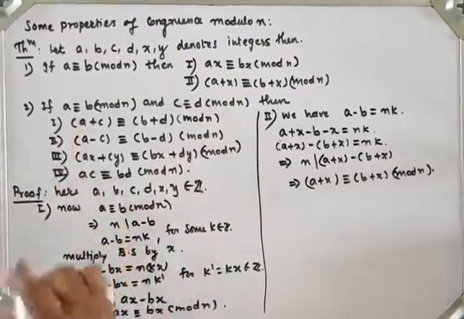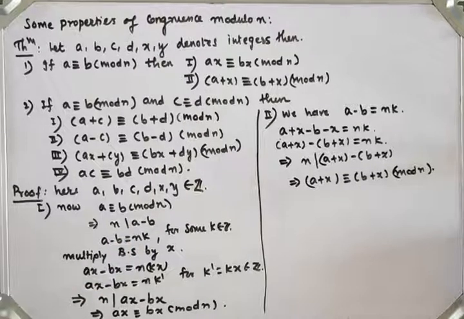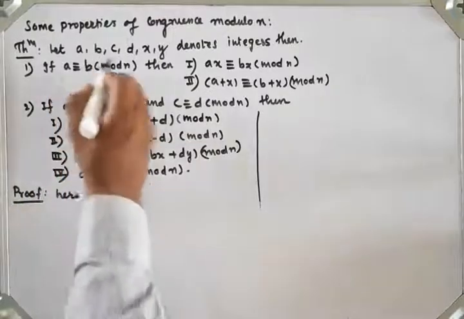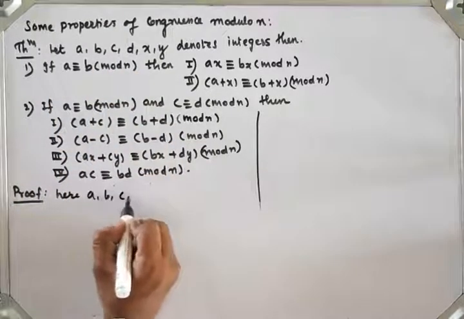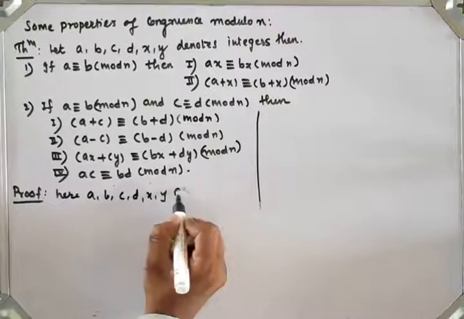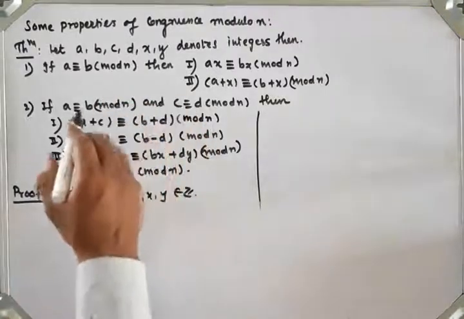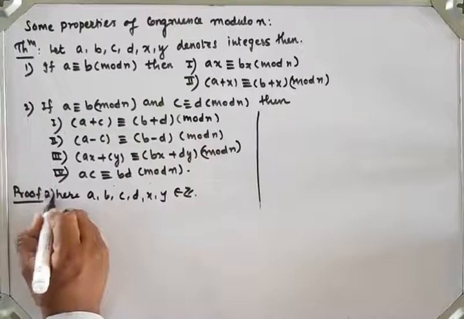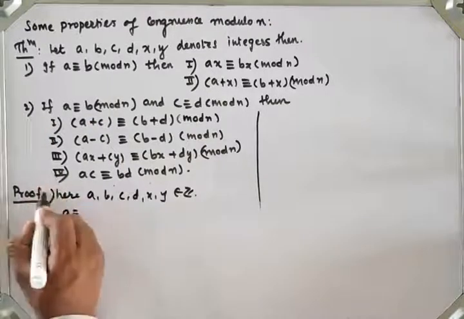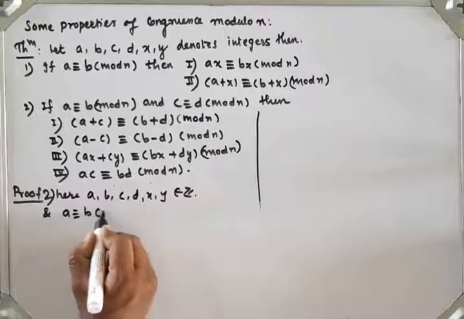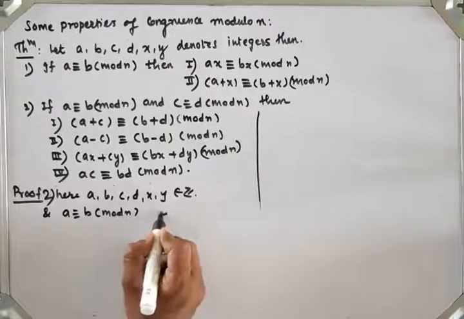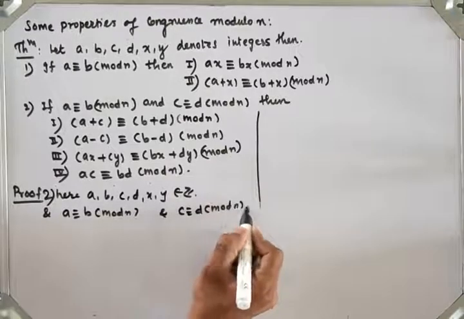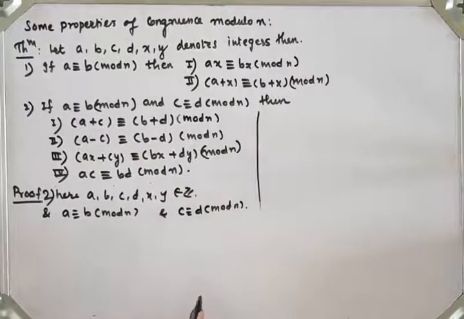Now let's prove the second theorem. Again, A, B, C, D, x, y belong to the set of integers. A is congruent to B modulo n, and C is congruent to D modulo n. So we will prove this theorem.